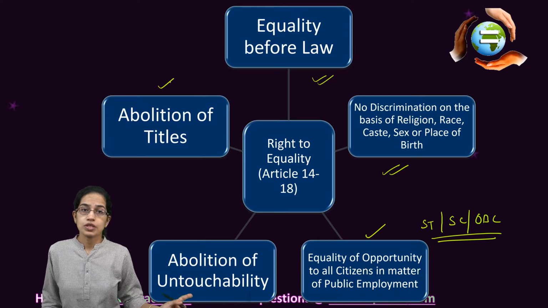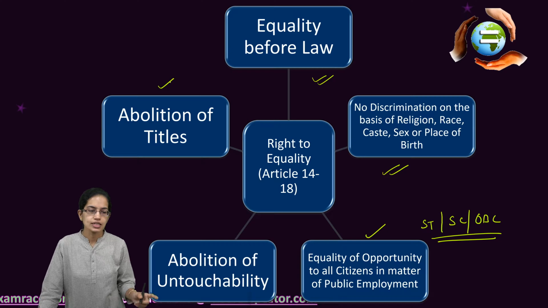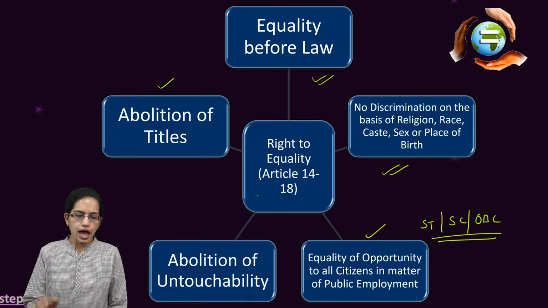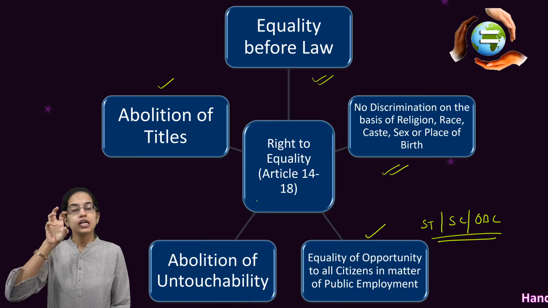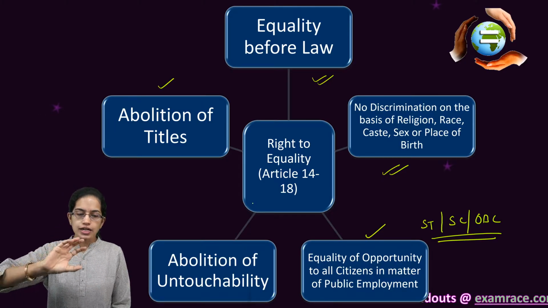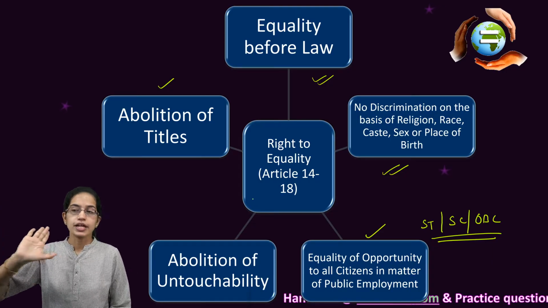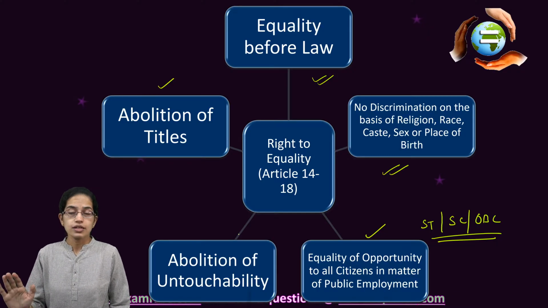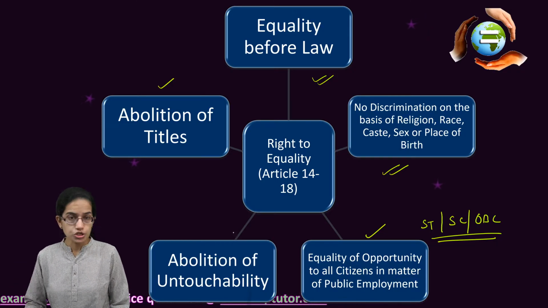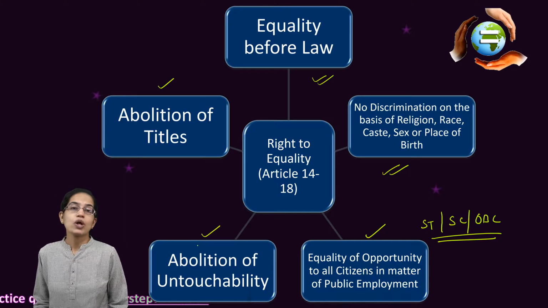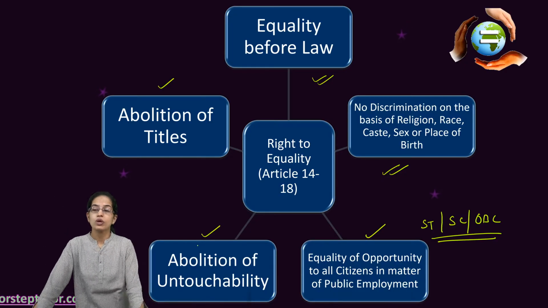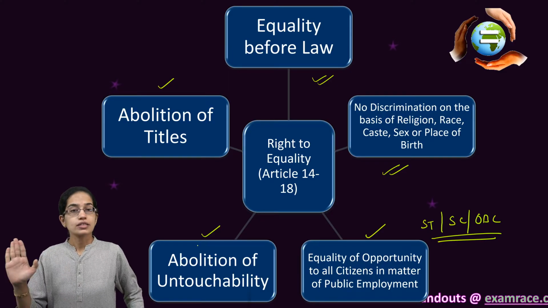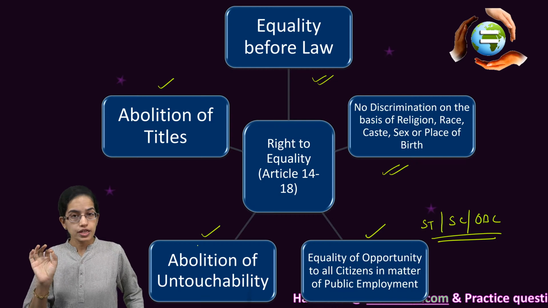Any titles which were given during the British period, like Sir, Knighthood, Rai Bahadur, should be abolished with immediate effect. These are just a way where artificial distinctions are being provided, and there is no requirement of such artificial distinctions in the court of law, in the court of justice, in the constitution itself. The next is abolition of untouchability. This is again one of the major rights to equality that had been fought for. So those were the rights for equality.